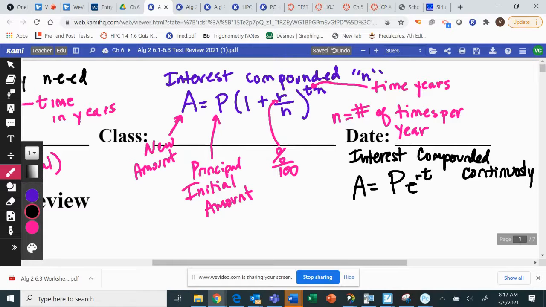So the A is the new amount, just like it is in the purple one. The P is the principal, just like it is in the purple one. The r is the percent over 100, just like it is in the purple one. The t is the time in years, just like it is in the purple one. The only difference is this r is in the exponent, and e is that button on your calculator, that 2.7183 number. But all of the labels are the same. e is not a variable. e is the number.